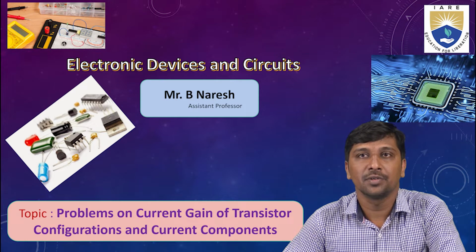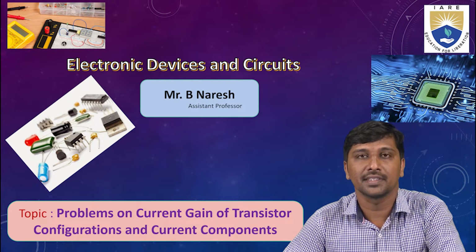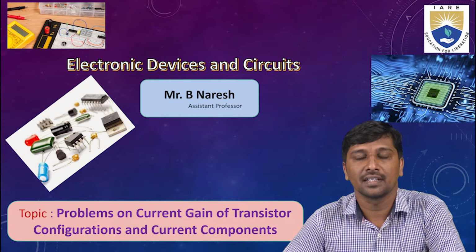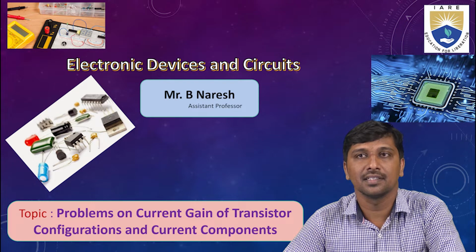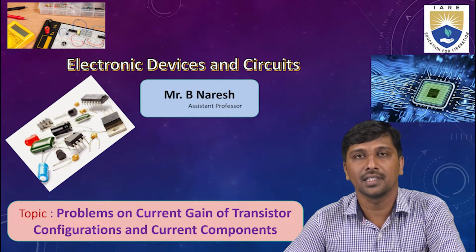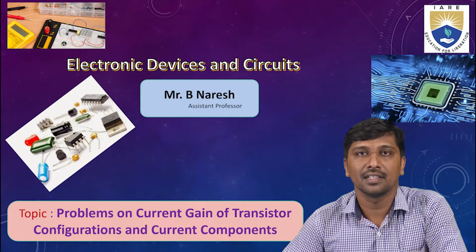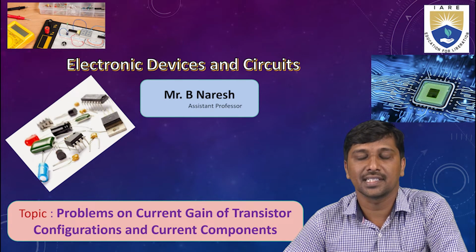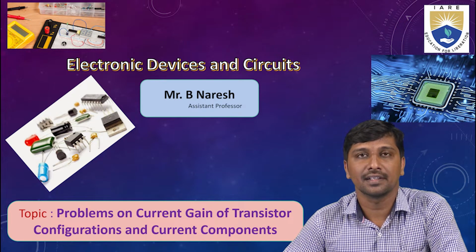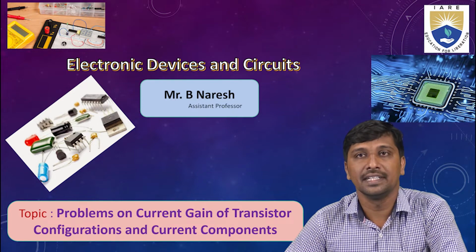Today's topic is problems on current gain of transistor configurations and current components. In this session, we are going to discuss some problems on transistor configurations, that is common base, common emitter, as well as common collector configurations, and also some problems on current components like the emitter current, the base current, and the collector current in terms of the DC current gains.